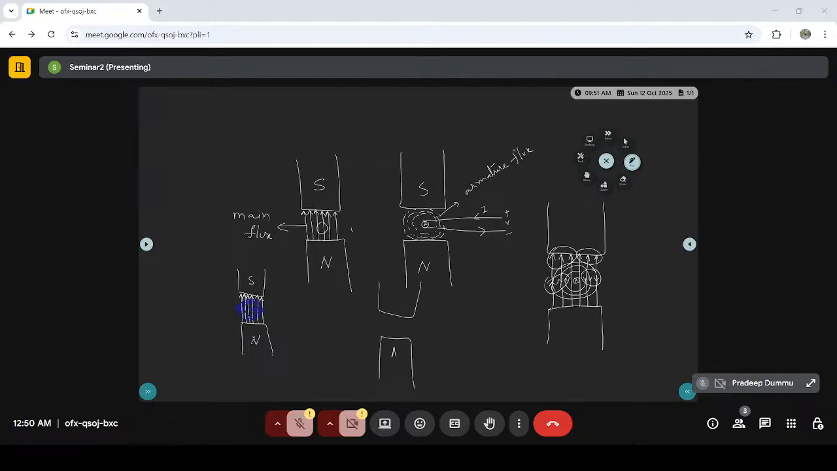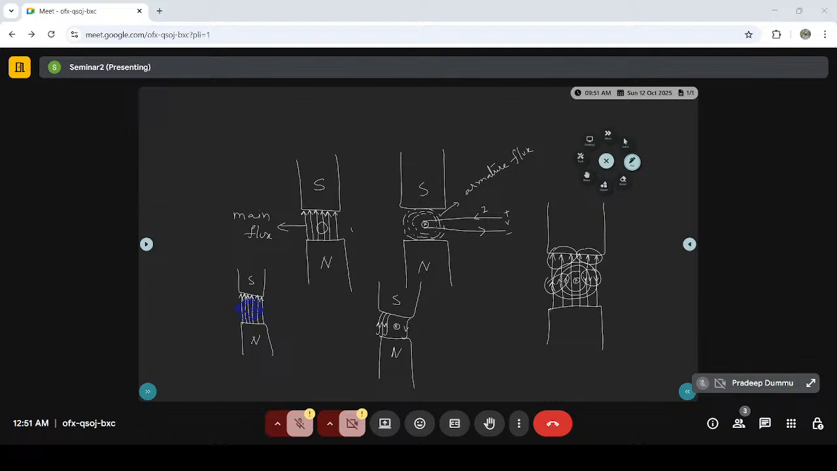North pole to south pole. And this is called the conductor. We got more flux indicated by three lines only. Weak flux indicated by a single line. Right side weak flux, left side strong flux.